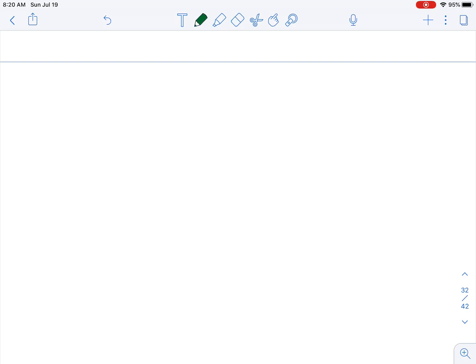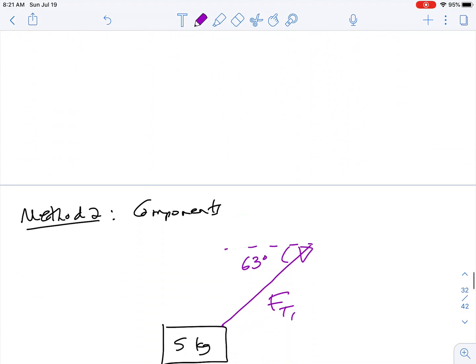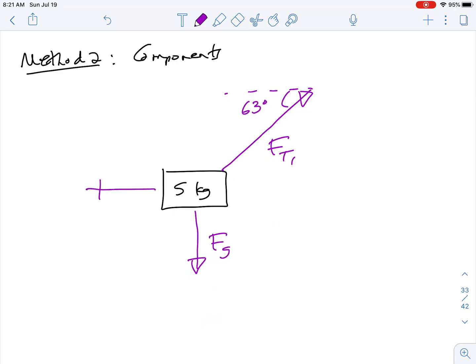Okay, so let's just start with method 2. Method 2 is going to be the components technique. When we have our diagram, there's our 5 kilogram mass, if I remember correctly. And then we have Fg going straight down. We had Ft1 going this way at an angle, I'll double check this, at 63 degrees. That was good. And then there's our Ft2.